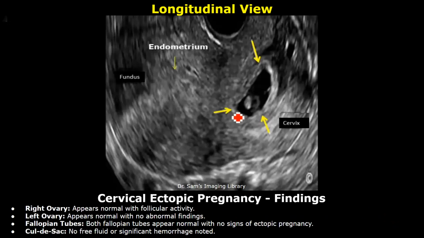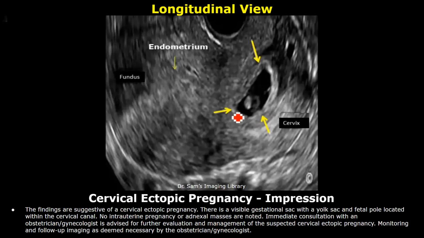The right ovary appears normal with follicular activity. The left ovary is normal. Fallopian tubes: both fallopian tubes appear normal with no signs of ectopic pregnancy. Cul-de-sac: no free fluid or significant hemorrhage noted. This is the impression. The findings are suggestive of a cervical ectopic pregnancy.